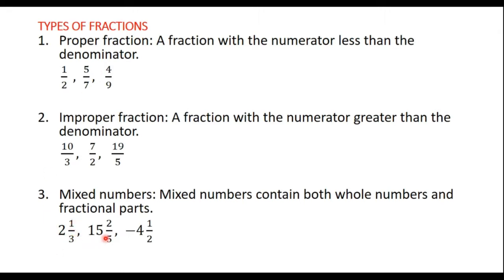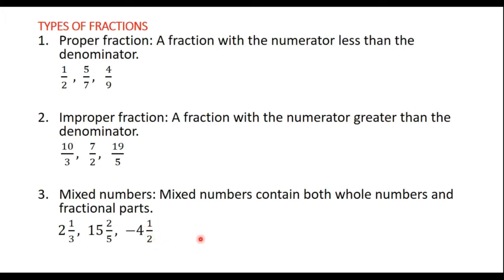In the same way, when you come here, we have 15 whole number 2 over 5. So the whole number part is 15 and the fractional part is 2 over 5. When you come here, we have negative 4 whole number 1 over 2. So here 4 whole number 1 over 2 is the fraction. The negative sign is giving an indication that the whole fraction here is negated. So we have negative 4 whole number 1 over 2.